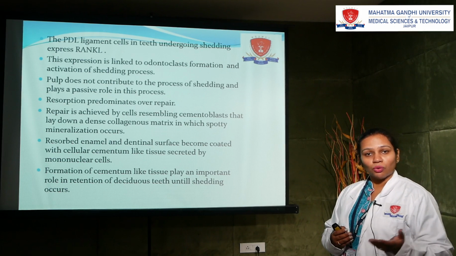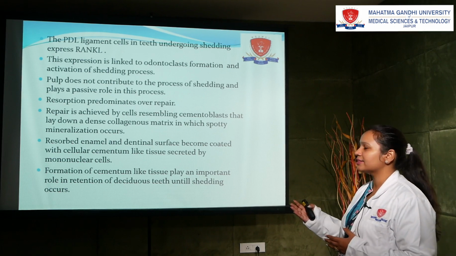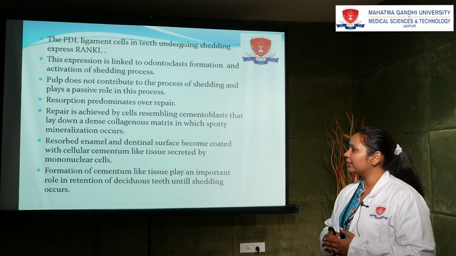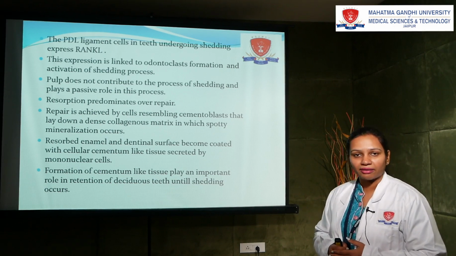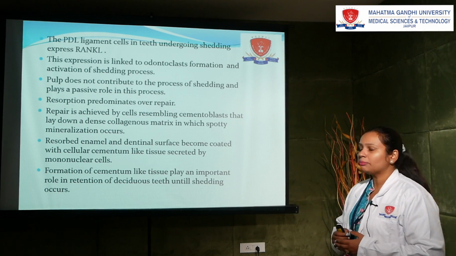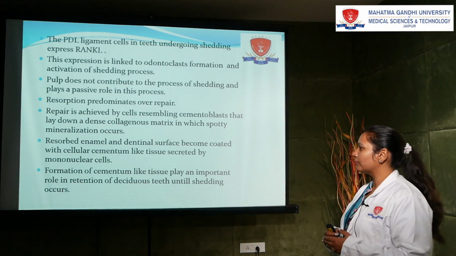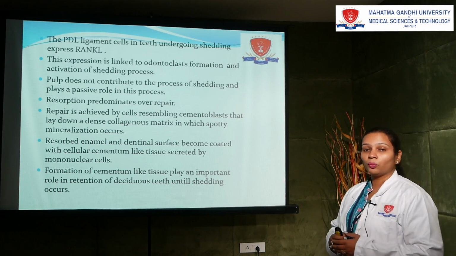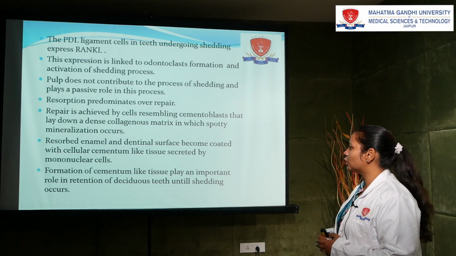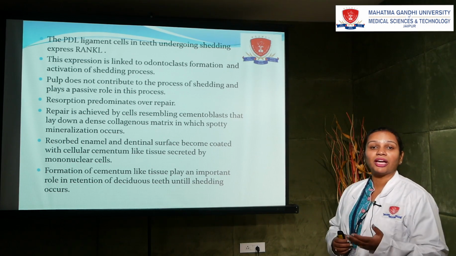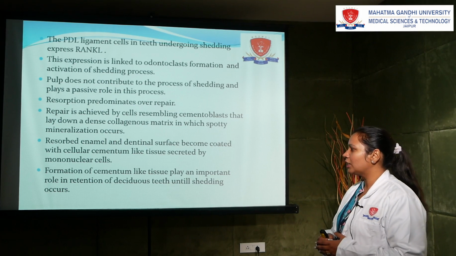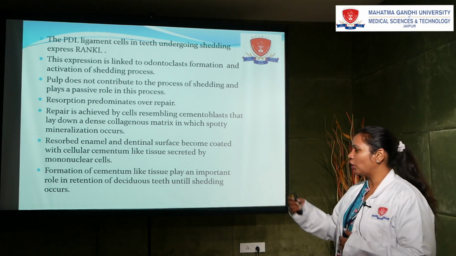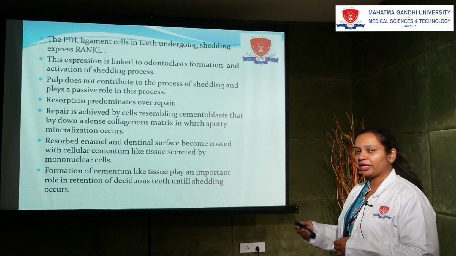Resorption predominates over repair. This repair is achieved by cells resembling cementoblasts that lay down a dense collagenous matrix in which spotty mineralization occurs. Resorbed enamel and dentinal surfaces become coated with cellular cementum-like tissue which is secreted by mononuclear cells. This formation of cementum-like tissue plays an important role in retention of deciduous teeth until shedding occurs.